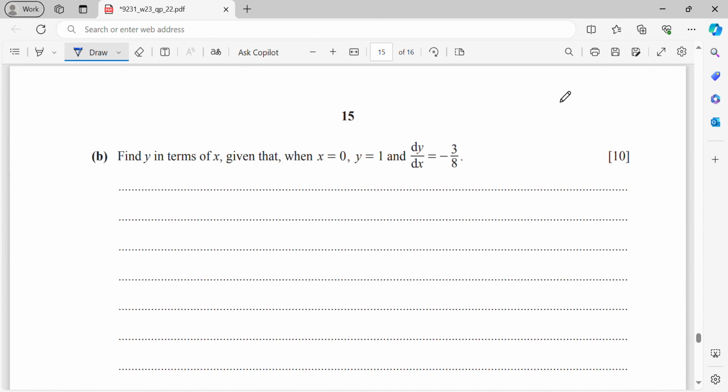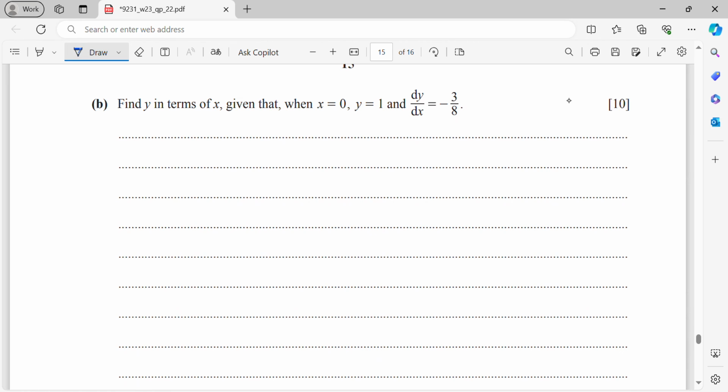Okay, now next part, B. Find y in terms of x, where x equals to 0, y equals to 1, dy over dx equals to negative 3 over 8. So now I use the second order differential equation in terms of v and x to solve first. So firstly, let the right side be 0.